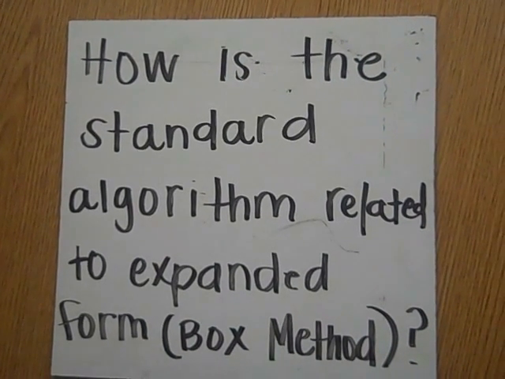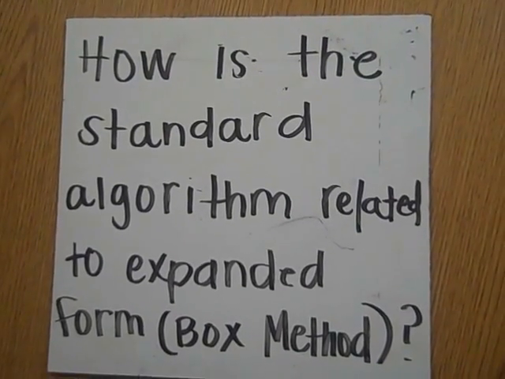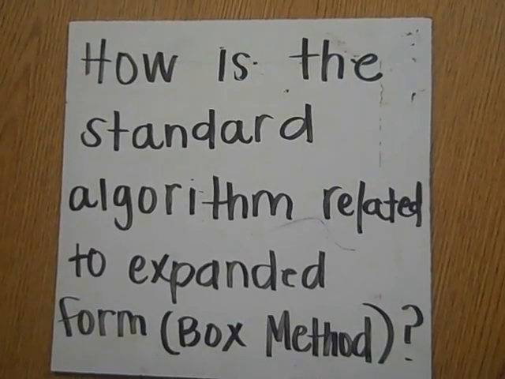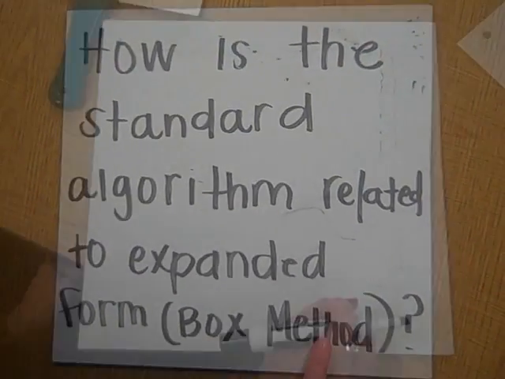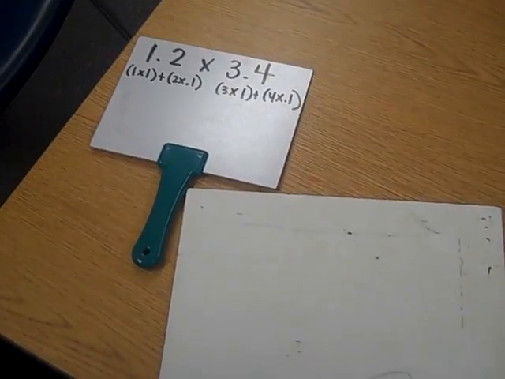This week in CQI, we are learning multiplying decimals. How is the standard algorithm related to expanded form, or box? So how could we multiply these two numbers using the box method?